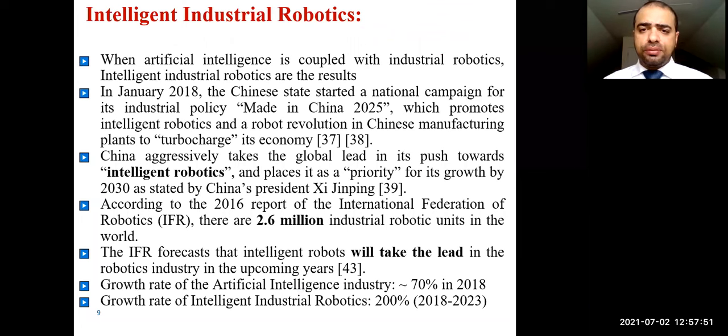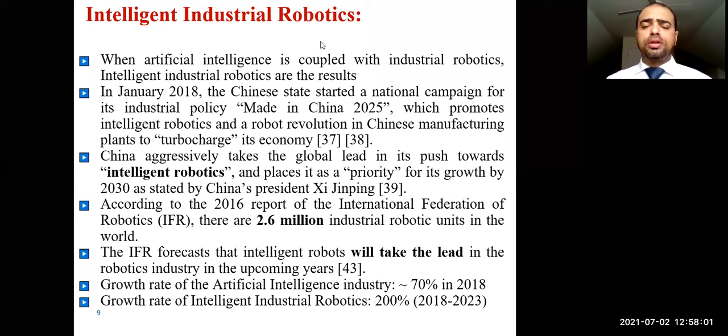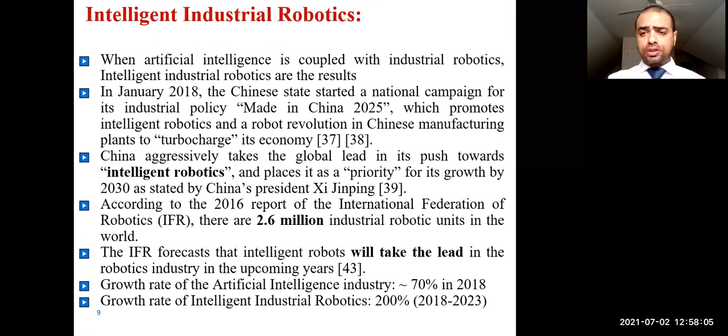Now, the second technology that we're going to look at is intelligent industrial robotics. This is when you have artificial intelligence in standard industrial robotics. Right now, there's a strong demand for robotics in the East Asian market generally. We're going to see the numbers later from the International Federation of Robotics.